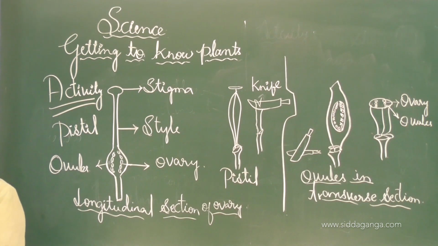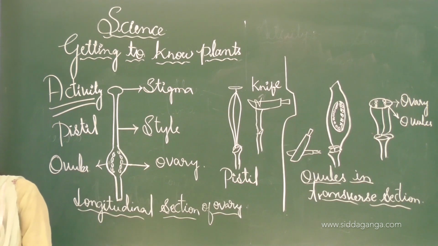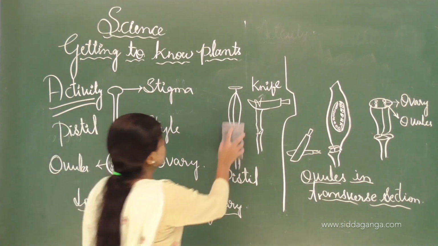See, next we shall move on to pollination. Pollination is nothing but the transfer of pollen grain from anther to the stigma.